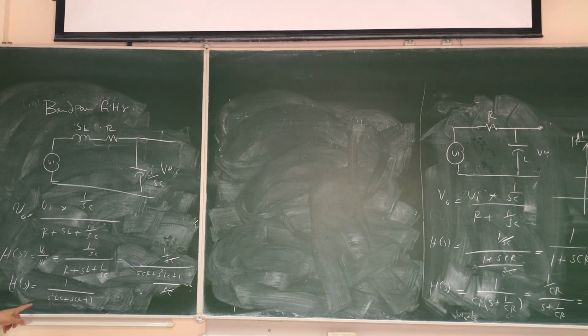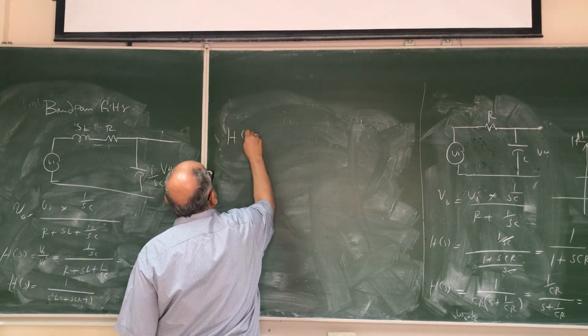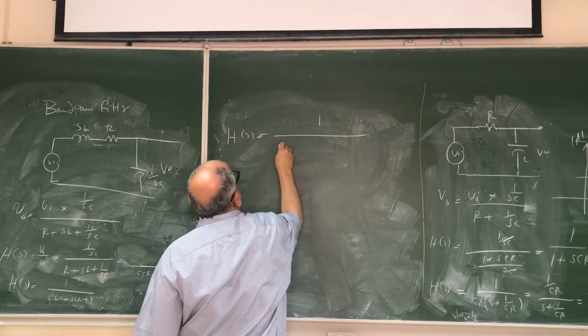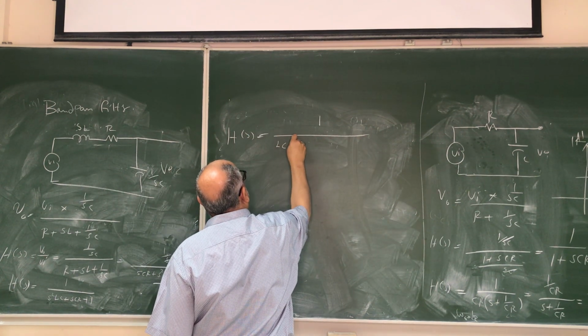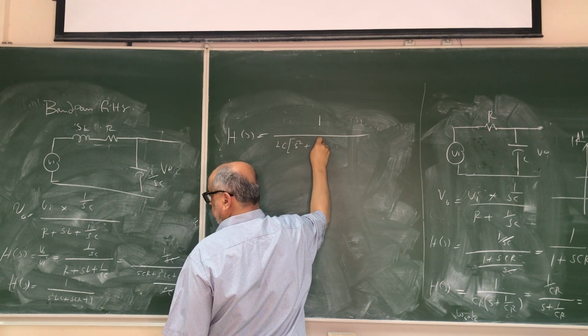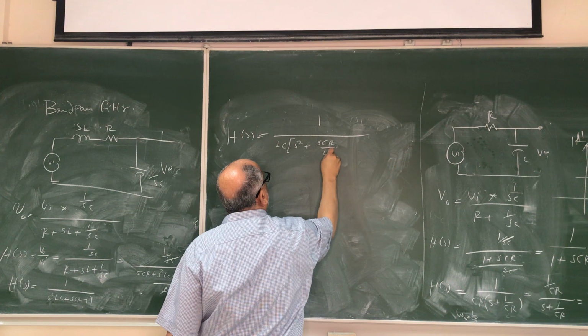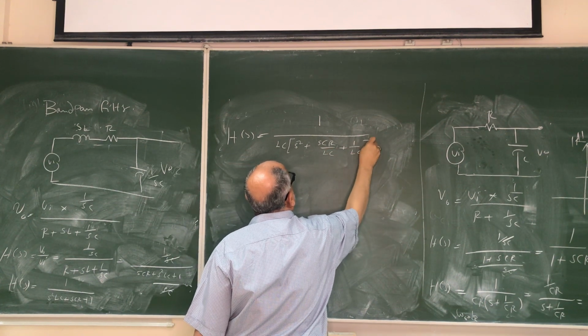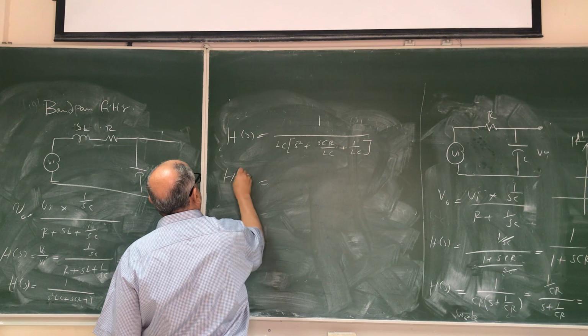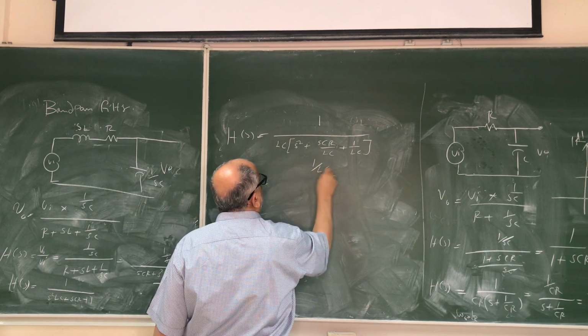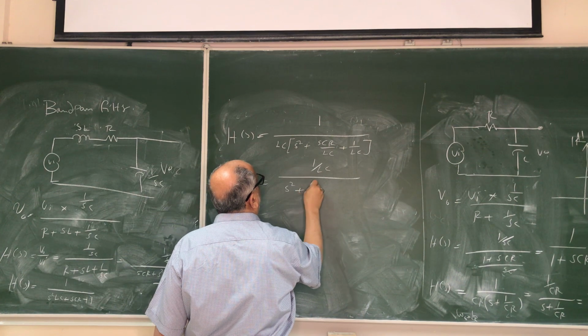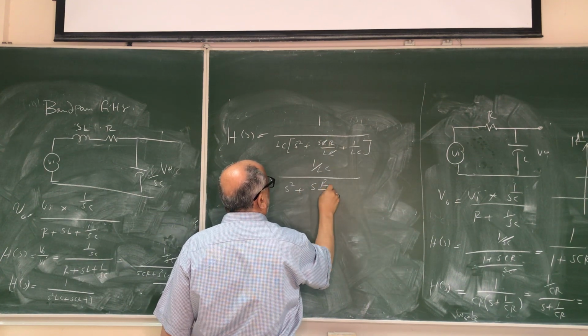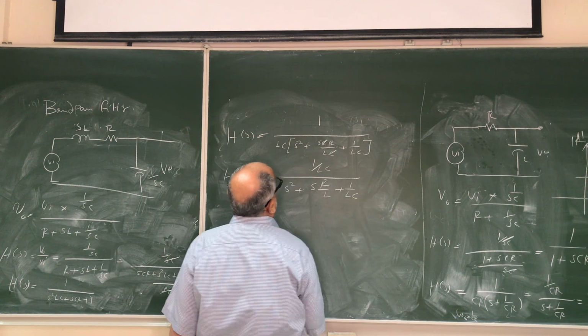The standard form, we have to make the S square coefficient equal to unity. So it means we have to take L C as a common factor. So you can say H of S is equal to 1 divided by L C, there you have S square plus S C R over L C plus 1 over L C. So this is the standard form. So H of S is equal to 1 over L C divided by S square plus, C will cancel C, S R over L plus 1 over L C.